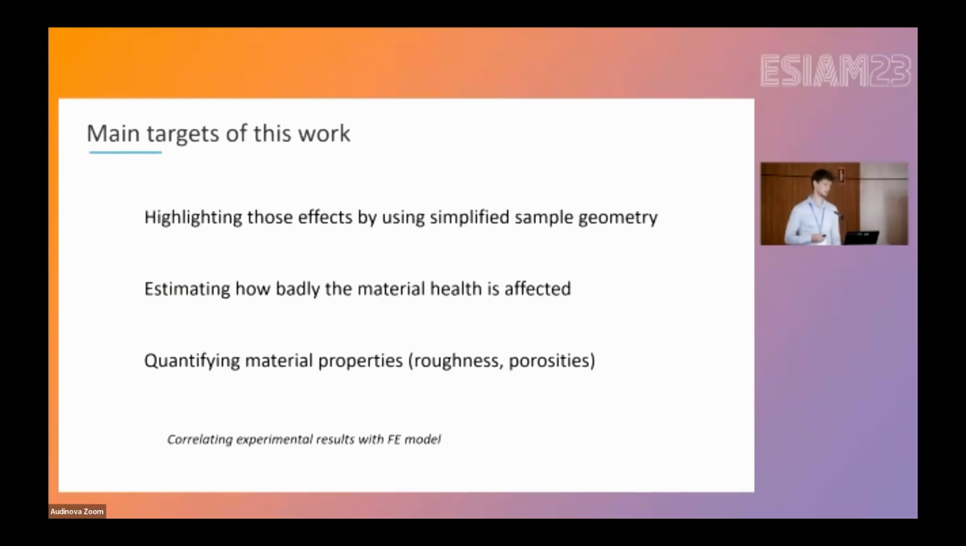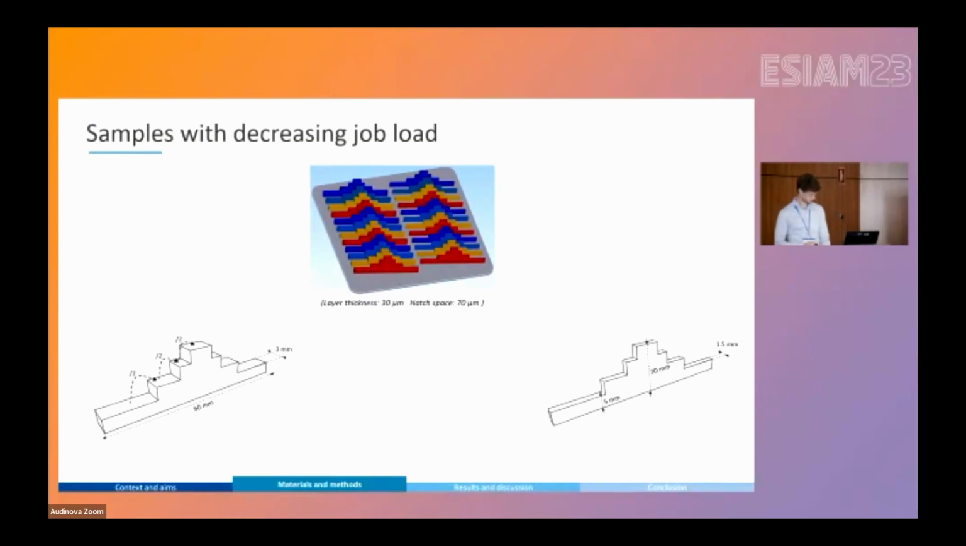We wanted to highlight those effects by using a simplified sample geometry. And we also wanted to estimate how badly this effect will affect the material health by quantifying the roughness and the porosity, depending on the parameters we choose. And at the end, we also wanted to correlate the experimental measurements with an FE model, but this is still an ongoing project.